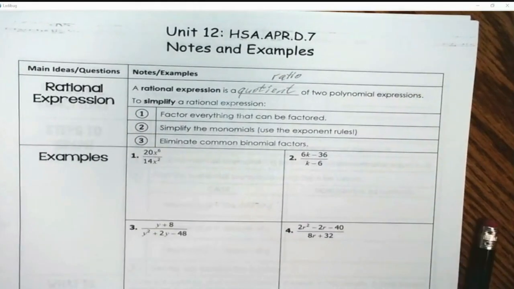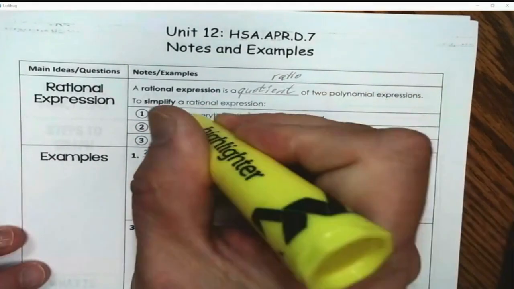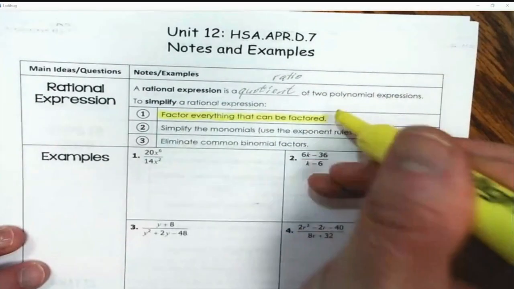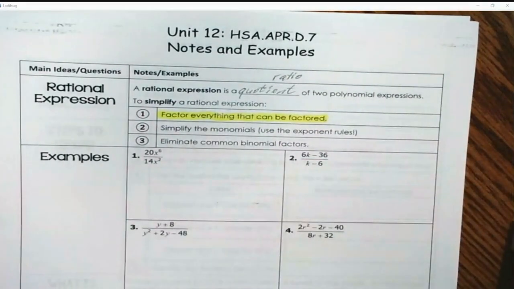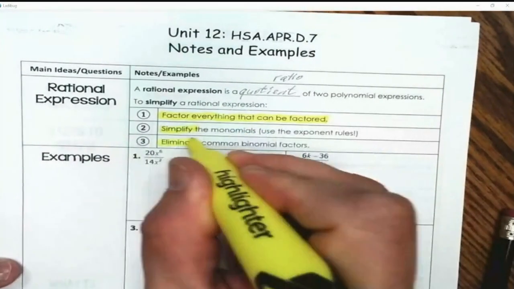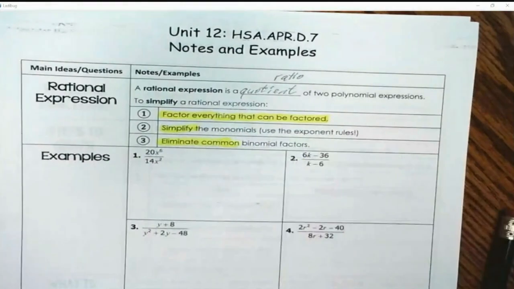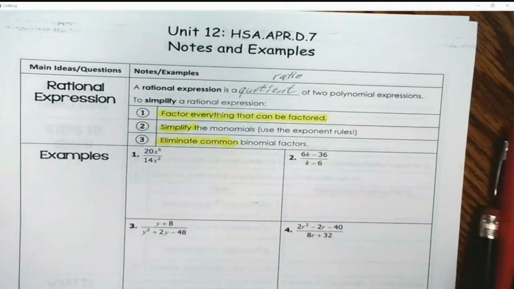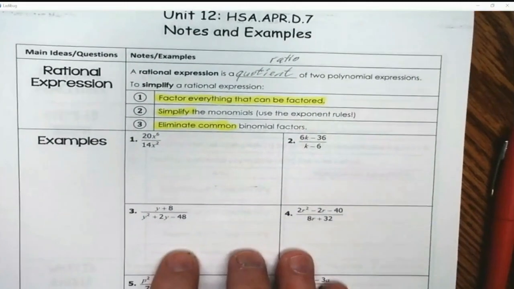First and foremost, factor everything that can be factored. That's key right there. Then we simplify and we eliminate common factors, common binomials. So let's just look at a few just to get us started.